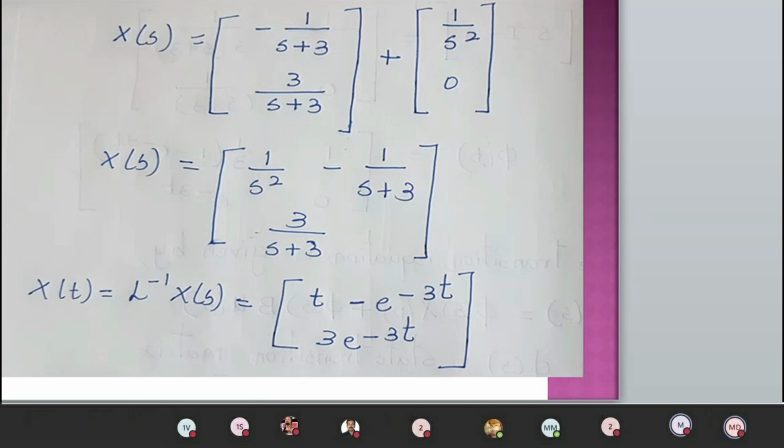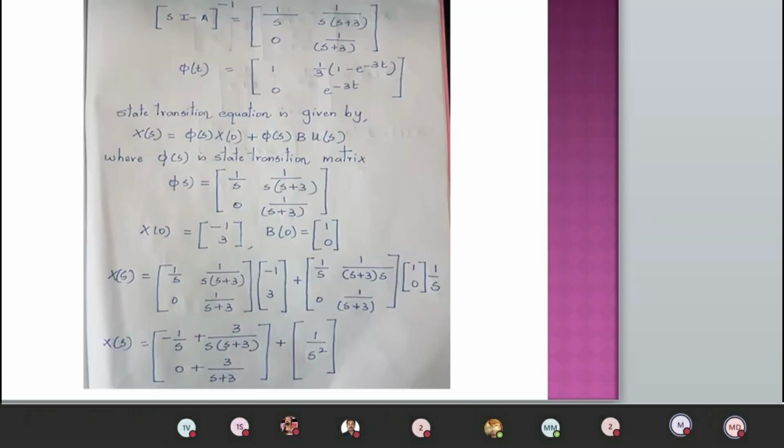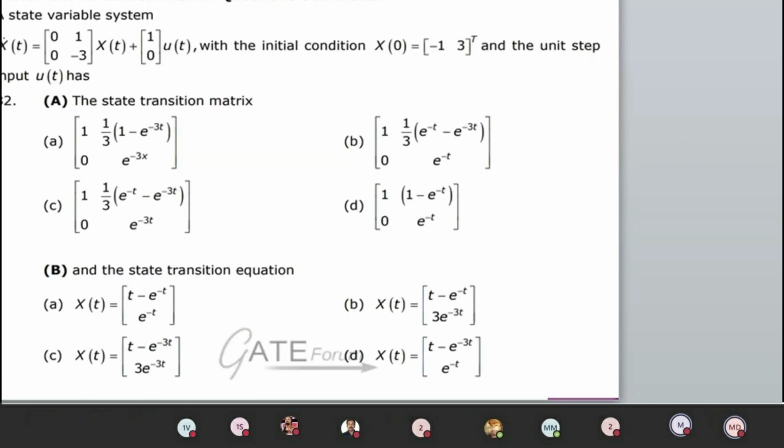So x of s seems to be very simple. Then you have to add both. Finally, you're supposed to take inverse Laplace. So when you take inverse Laplace, 3 e power t minus e power minus 3t, because 1 by s plus 3 is e power minus 3t, 3 into e power minus 3t into t. Okay, so let us check which solution is correct.